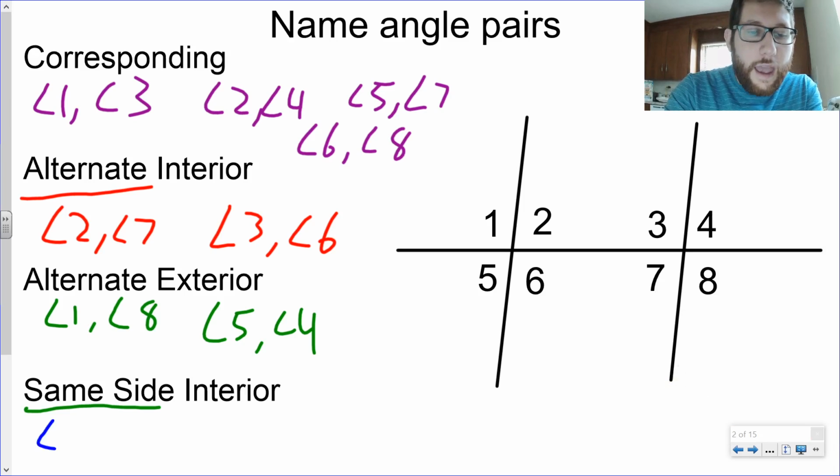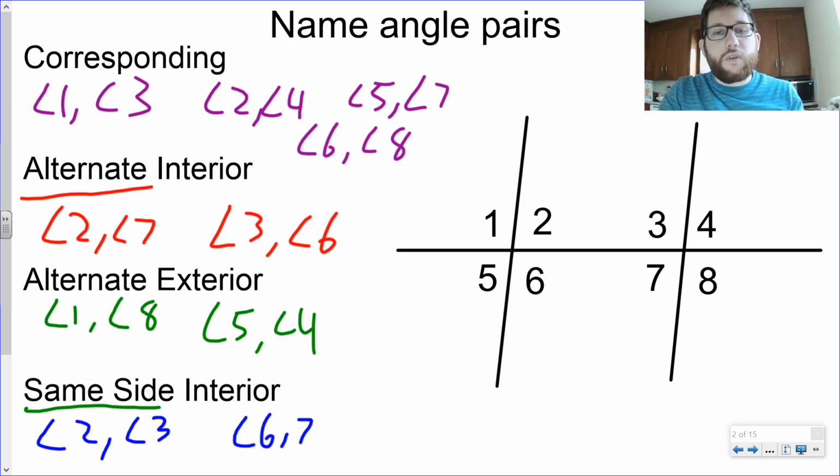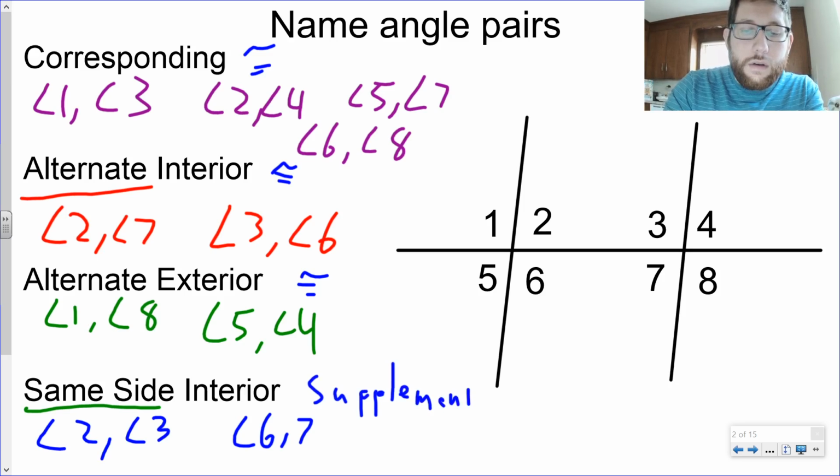So something like angle 2 and angle 3. Same side on the inside. Okay, angle 6 and angle 7. Now, an important thing to remember, that each of these are congruent. Congruent, congruent, congruent, except for same side interiors, those are supplementary. I know it's very important to you that I spell out the word supplementary, so I did that there for you.